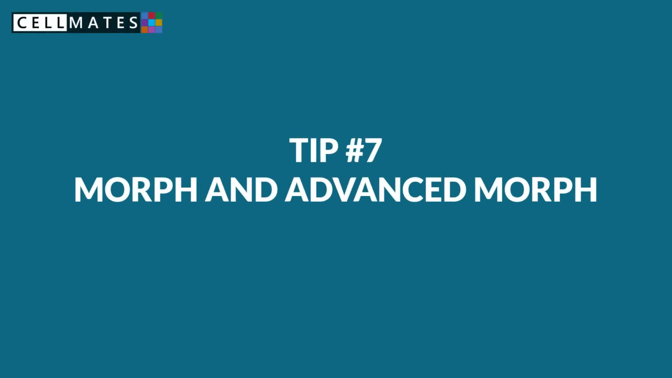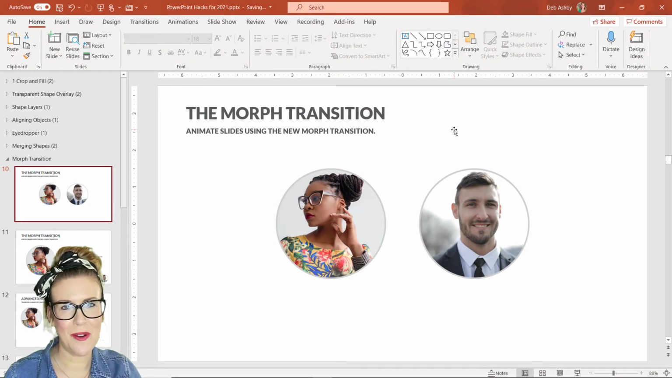Tip number 7, Morph and Advanced Morph. The Morph transition is one of those newer features that have been added into PowerPoint, and it really helps you give a nice animated look and feel to your slides. But did you know that there is also an Advanced Morph option?